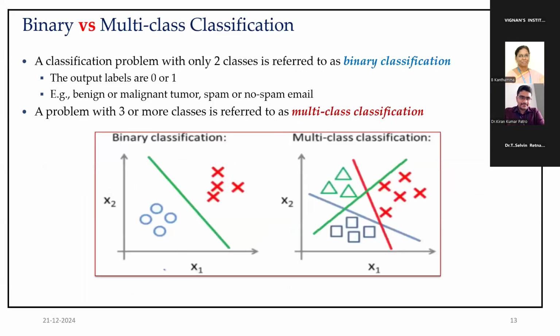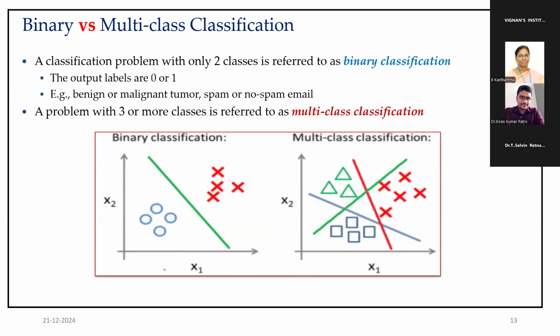I will explain clearly. Binary classification has only 2 classes, so the output labels are either 0 or 1. Examples are, in breast cancer cases, classifying whether a tumor is benign or malignant, spam or not spam, fraud transaction or not a fraud transaction. These types of classifications are called binary classification.